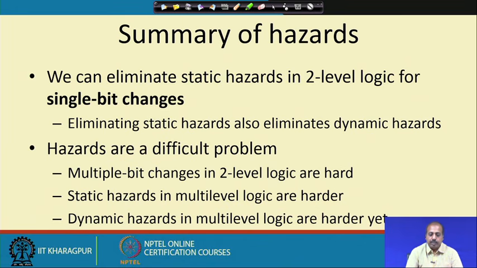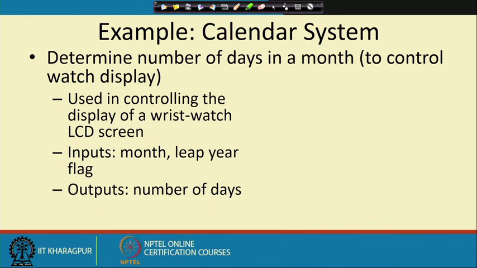So, multiple bit changes in 2 level logic are hard. Whatever example we are considering, we are considering only a single bit change. If multiple bits are changing, it is difficult to solve that type of hazard, and static hazard in multi-level logic is difficult, and dynamic hazards in multi-level logic are, you can say, yet more harder. So, that way it is difficult to solve this dynamic hazard problem for multi-level circuits.